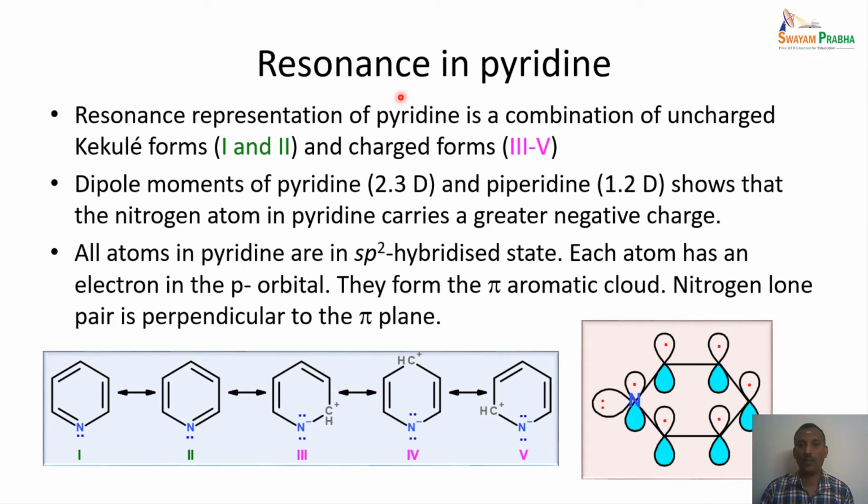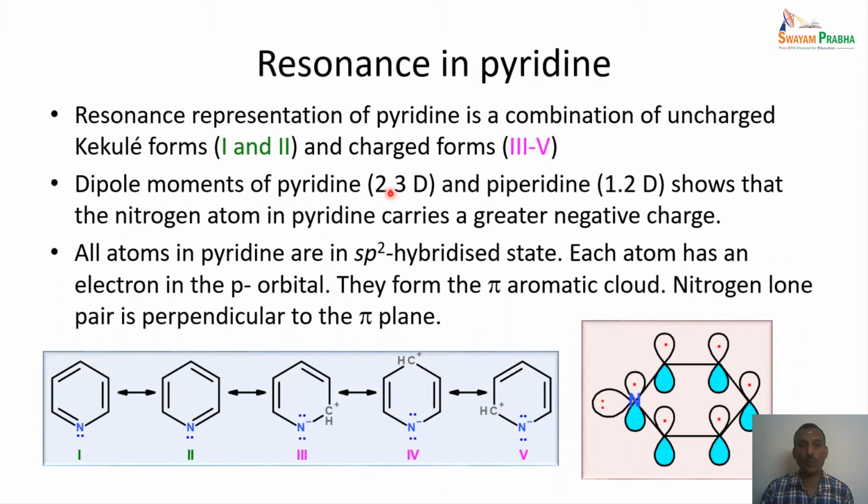Let us look at the resonance in pyridine. Pyridine can be represented in various resonance forms, shown here. The first two forms are the Kekulé forms, the same way we represent benzene. Here both are shown in the Kekulé form. These two are uncharged pyridine rings. And we have 3 other forms which have a charge, where nitrogen has a negative charge and the carbon has a positive charge. These are all the various resonance forms which represent pyridine.